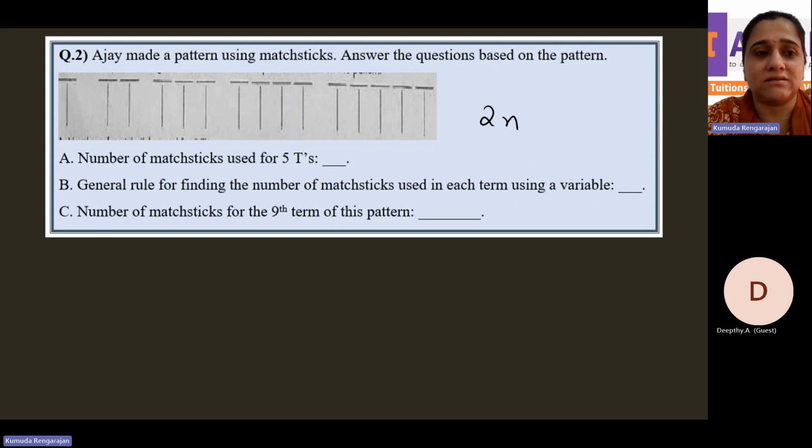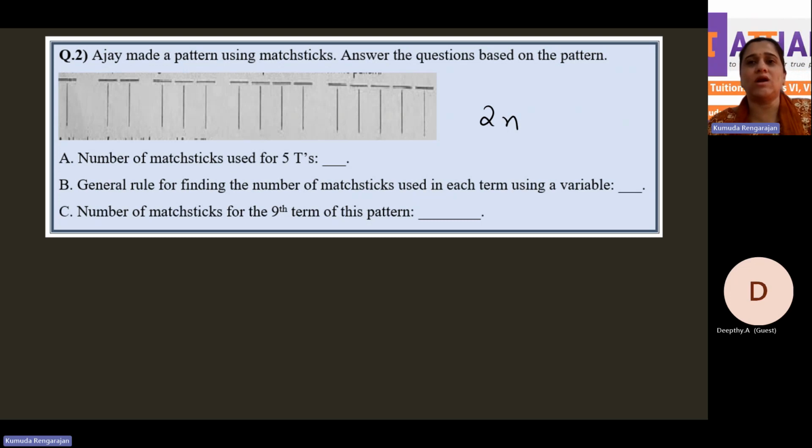Now this one is a pattern formed using the capital letter T. The first term has 1 T. The second term has 2 T's. The third term has 3 T's. The fourth term has 4 T's and so on. So the ninth term of this pattern will have 9 T's. So how many matchsticks? 2 into 9, 18 matchsticks.